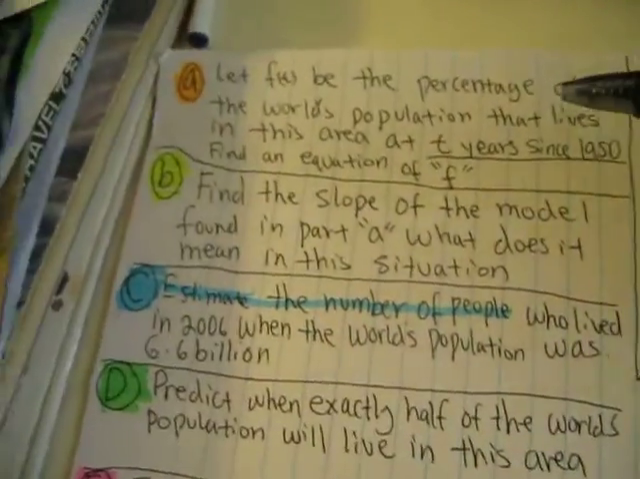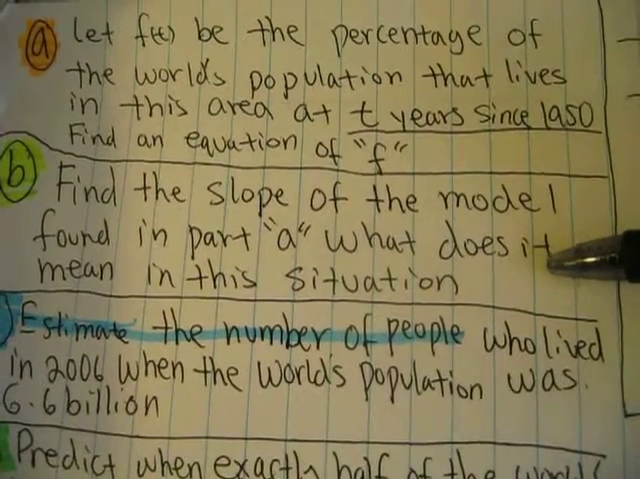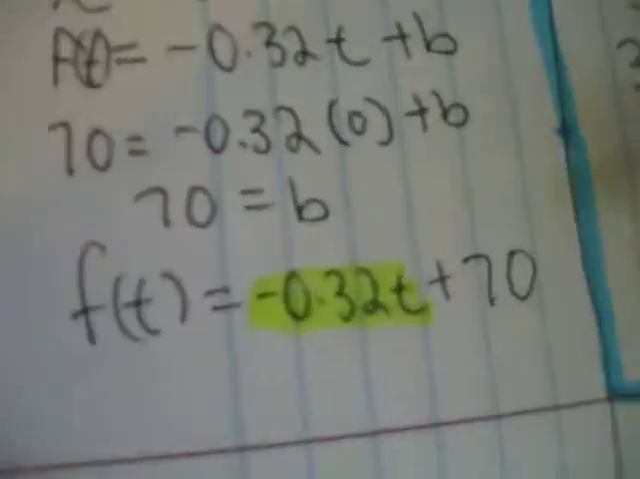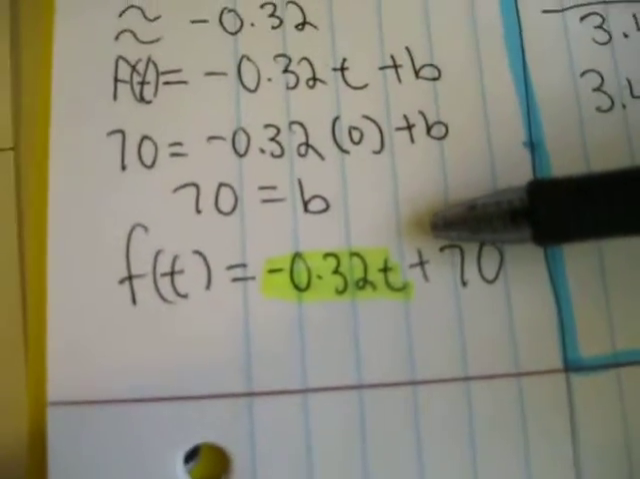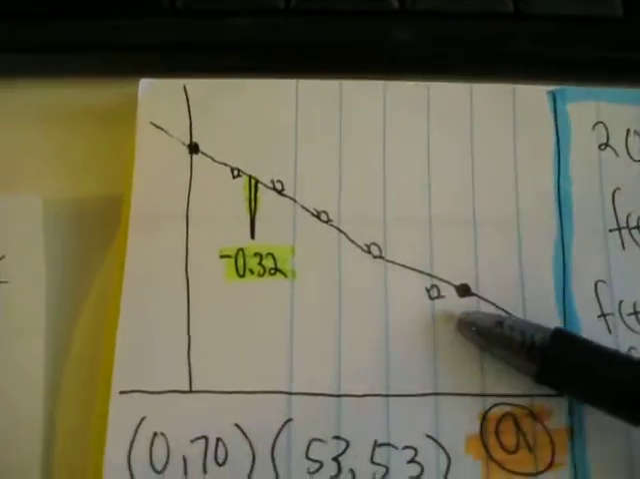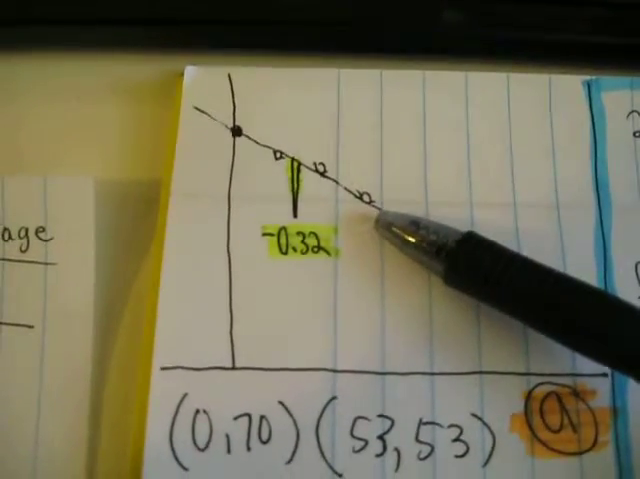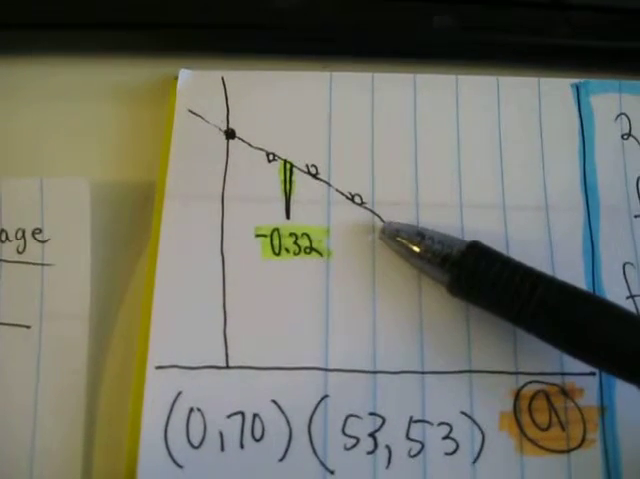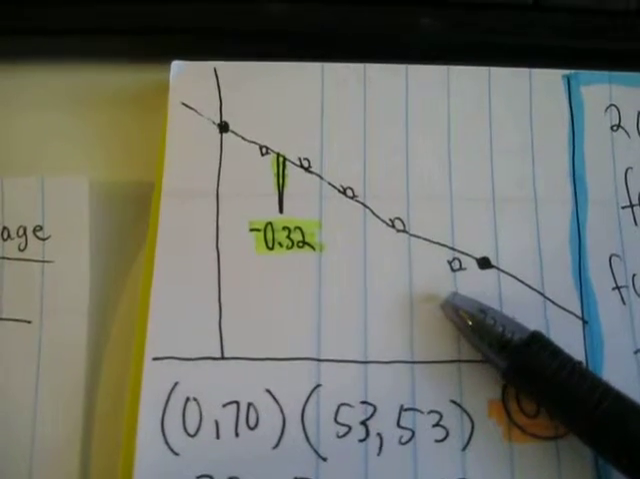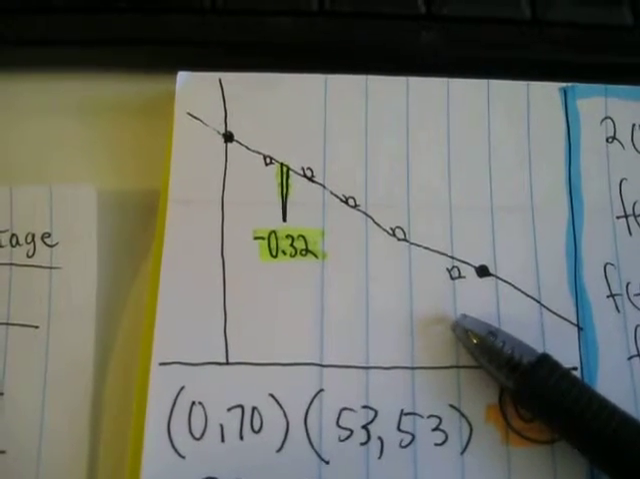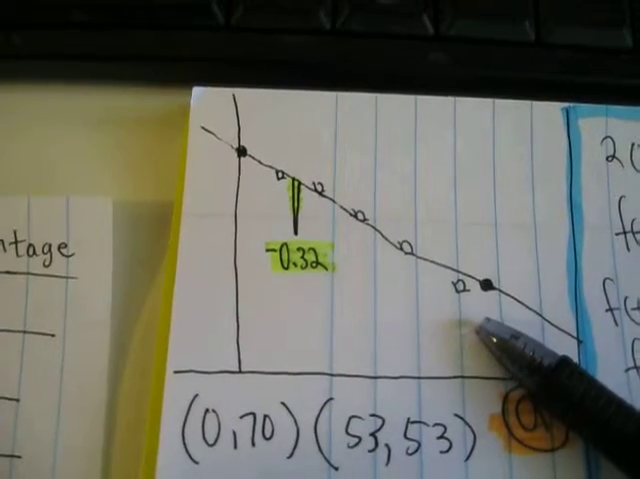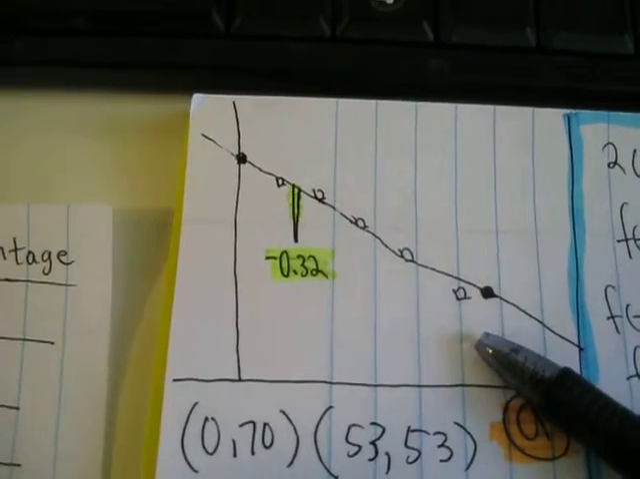So our question B asks, find the slope of the model found in part A. What does it mean in this situation? So our slope was negative 0.32, and what this means is every year the percentage of the population decreased by 0.32. So the slope means the percentage decreases by 0.32 percentage points per year.